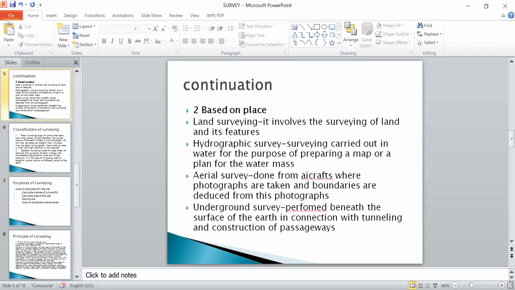We go to underground survey. Underground survey is performed beneath the surface of the earth in connection with stuff like tunneling and construction of passageways.